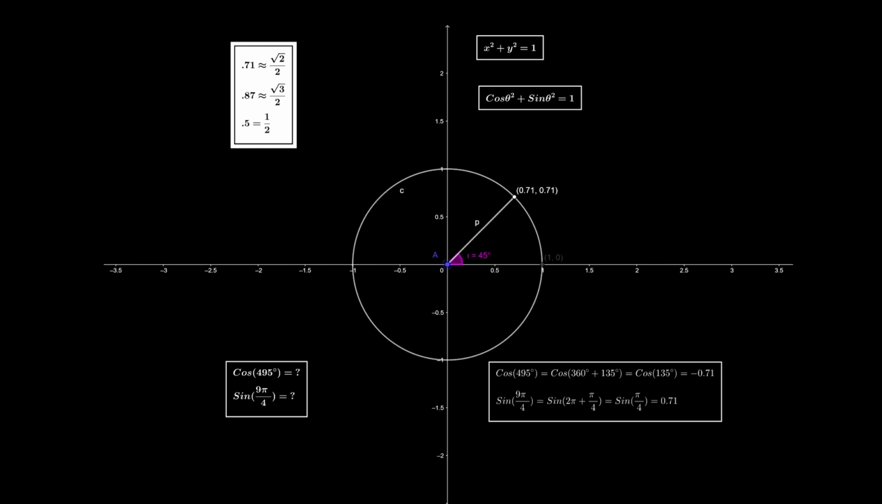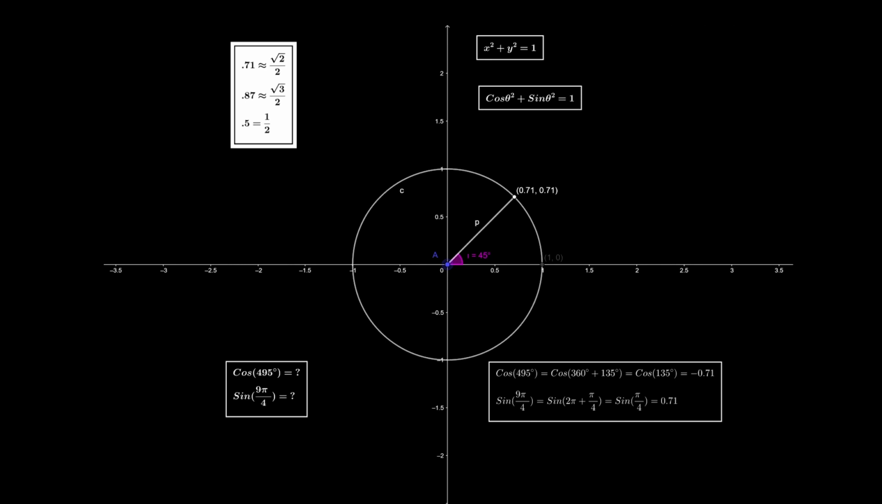This is the breakdown of what we just showed. 495 degrees is 135 degrees plus an extra revolution of 360 degrees, which implies that 495 degrees is coterminal with 135 degrees. So instead of determining what the cosine of 495 degrees is, simply find out what cosine of 135 degrees is, which we showed was minus 0.71, or minus square root of 2 over 2.